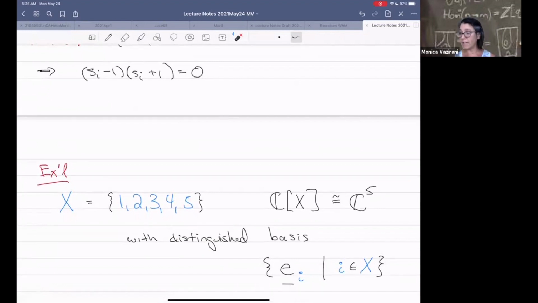So I said you make X be your basis, right? So 1, 2, 3, 4, 5 is basically my basis, but let's just call them E1, E2 up to E5, because we tend to use that for the standard basis of what? Of C5, right? So if X has cardinality 5, we're replacing it with a vector space of dimension 5.